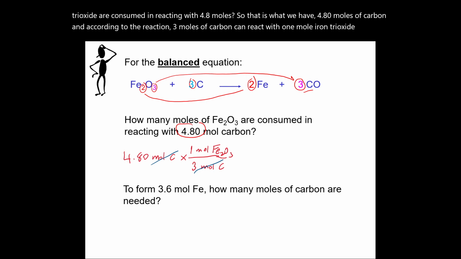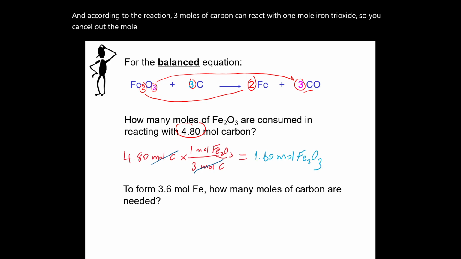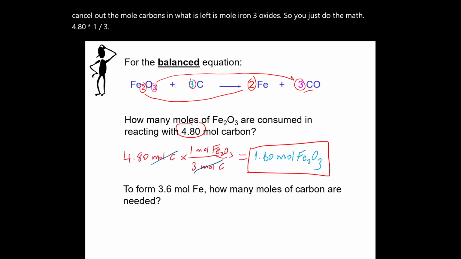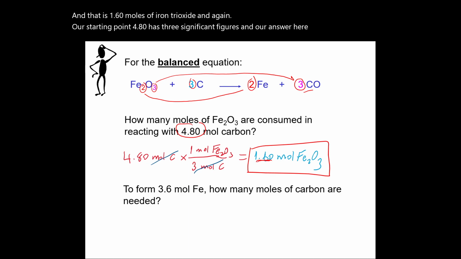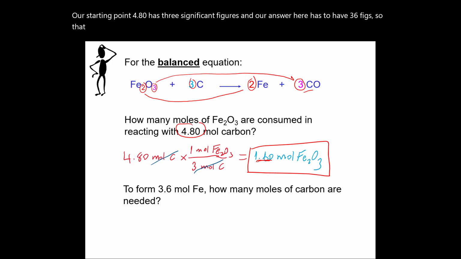So you cancel out the mole carbons, and what is left is mole iron 3 oxide. So you just do the math, 4.80 times 1 divided by 3, and that is 1.60 moles of iron 3 oxide. And again, our starting point 4.80 has 3 significant figures, and our answer here has to have 3 sig figs. So that is what we have here, 1.60. That number has 3 significant figures.